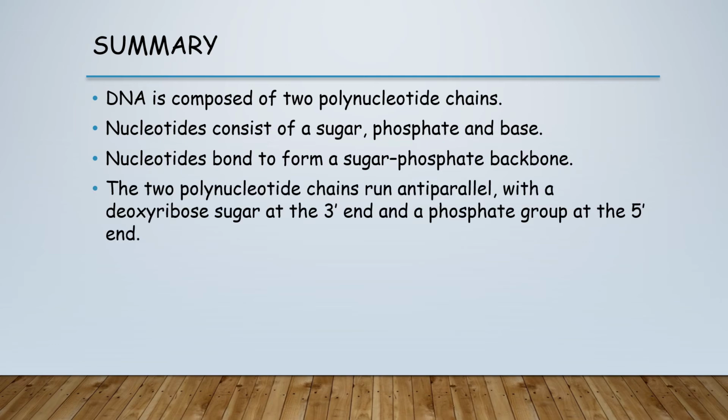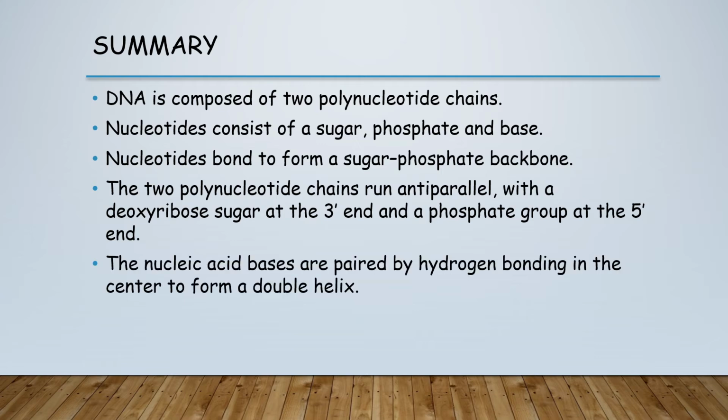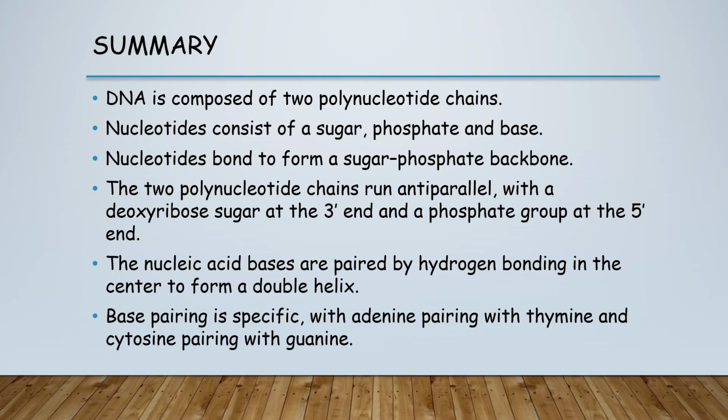This new bit of information is that it runs antiparallel, with a deoxyribose sugar at the 3' end and a phosphate group at the 5' end. Those nucleic acids are paired by hydrogen bonding in the center to form a double helix, and those base pairings are specific, with adenine pairing with thymine, cytosine pairing with guanine. So that's what we've done so far.